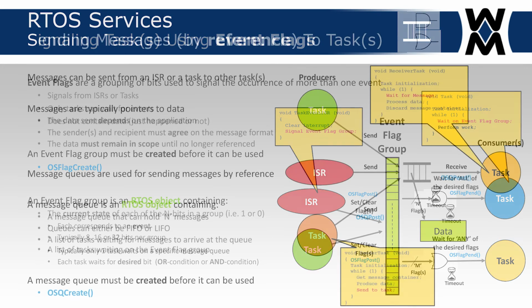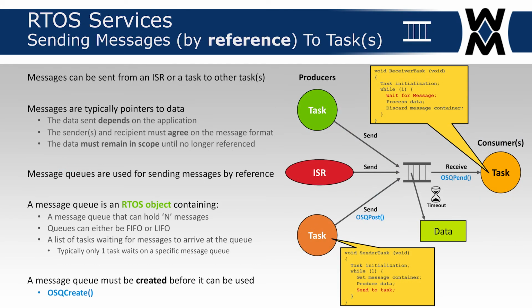So that's one of the services, the event flags, and it's called different things by different RTOS vendors. So another way to actually use the RTOS is that an ISR or a task could send a message, in this case by reference. Here, for example, we have a message queue object. A message queue contains pointers to data.